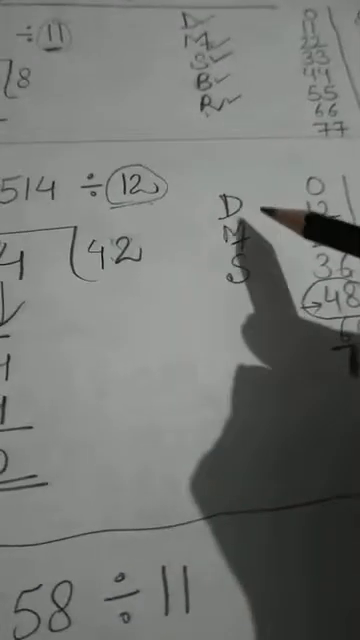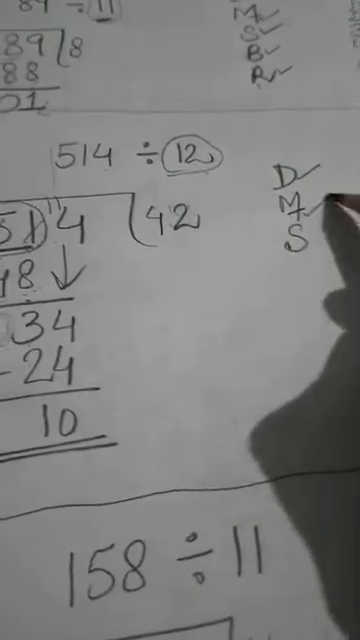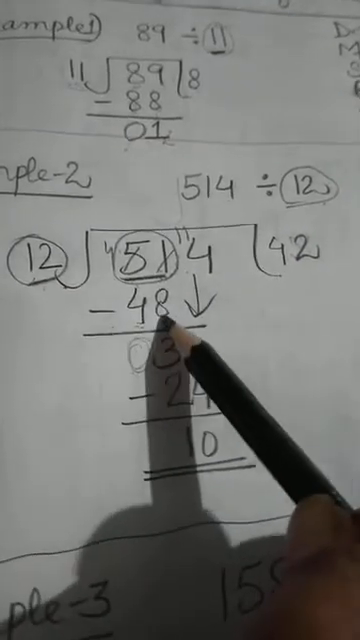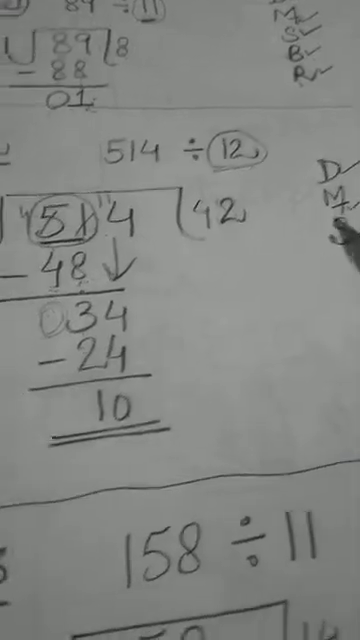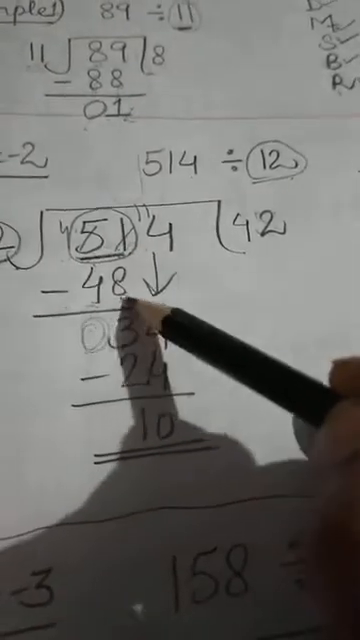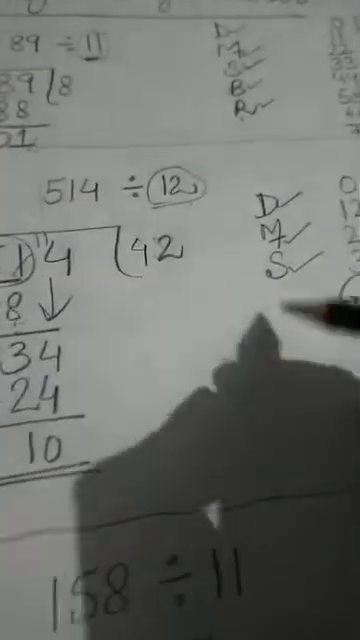Yes, now division we have done, multiplication we have done. See, 12 4s are 48. This multiplication we have done. Yes, after that subtraction we have done. 51 minus 48, we got 3. Now what is the next step?